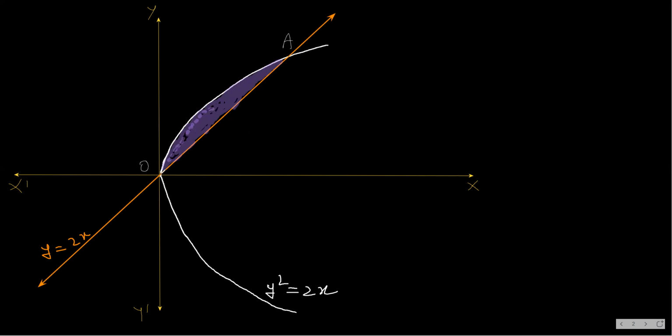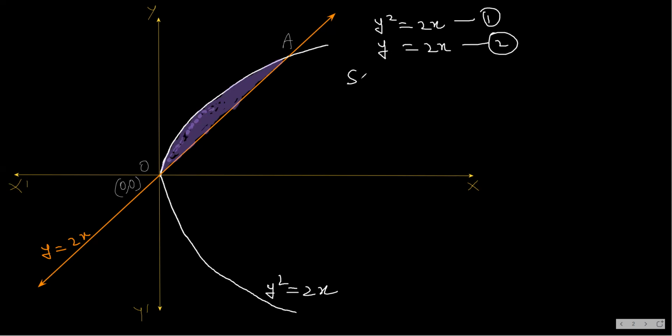Let me write origin as O and this point as A. I have to find the coordinates of these two points. Now you know that origin is 0, 0, so one point of intersection you already know. The other point of intersection you want to find. I write y square equals to 2x as equation number 1 and y equal to 2x as equation number 2. I will solve these two equations.